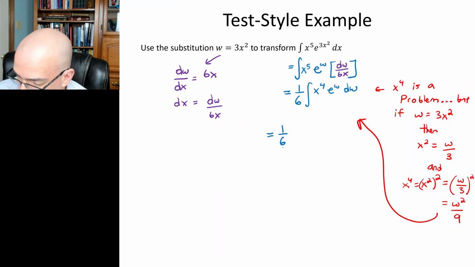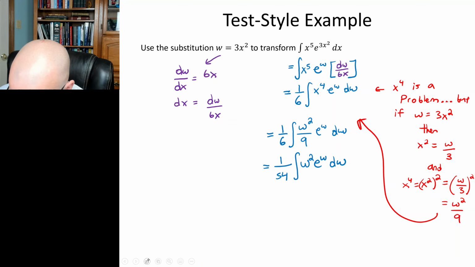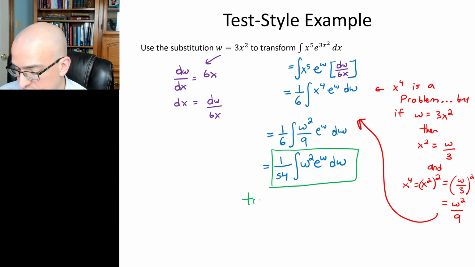So 1 over 6 integral w squared over 9 e to the w dw. So 1 over 54 integral w squared e to the w dw. And that's the complete transformation. We've transformed it completely in terms of the new variable.